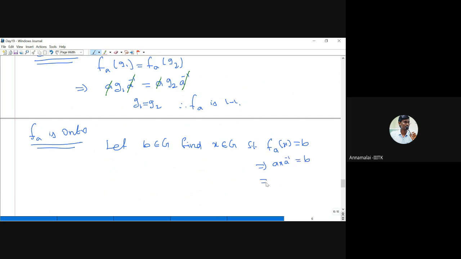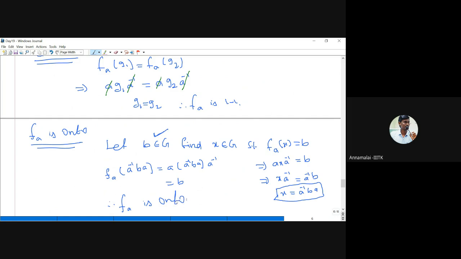We need x. So first we have to cancel this a, therefore x a inverse equal to, multiplying by a inverse on both sides, a inverse b. Now we can cancel this a inverse by multiplying by a on the left hand side, we get x equal to a inverse b a. Therefore choose x equal to this, we get a pre-image for this element too. Therefore f_a of a inverse b a, by the definition, is a times this term times a inverse. So what is this term? a inverse b a. Now a inverse a cancel, we get b. Therefore, if you take any element in the codomain, it has a pre-image. Therefore, the function f_a is an onto function.